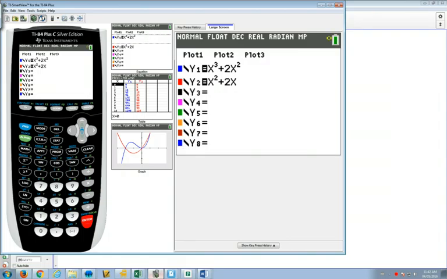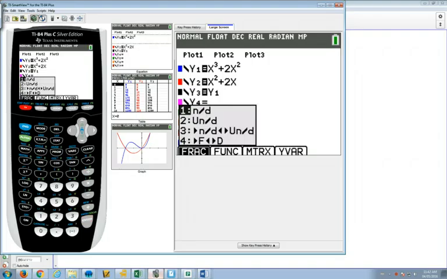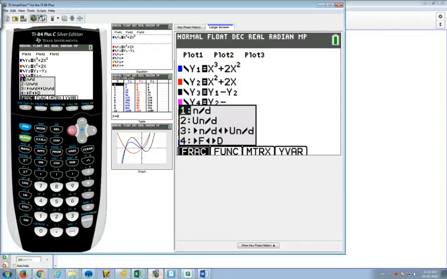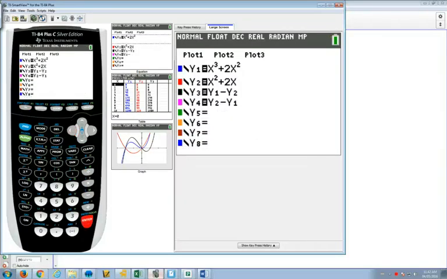So I can just go y1 minus y2. Oh, I forgot the minus. y1 minus y2, and type that in that way. Similarly, in equation 4, I'm going to type in y2 minus y1. So now I've got both of my functions listed. I've also got y2 minus y1 and y1 minus y2.